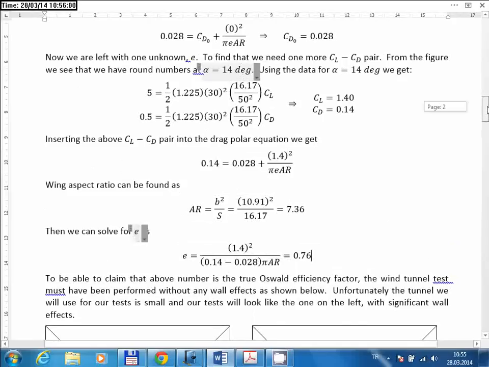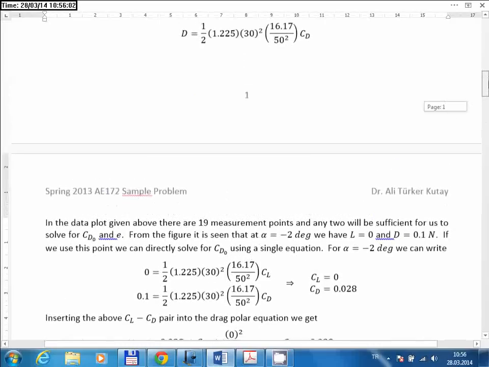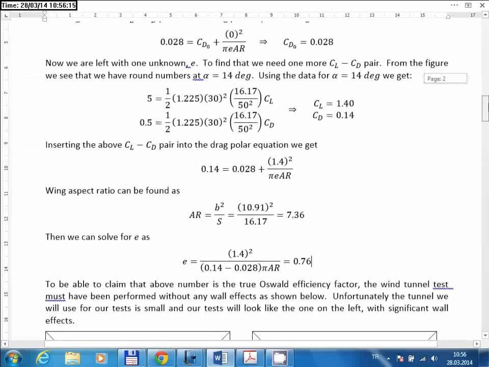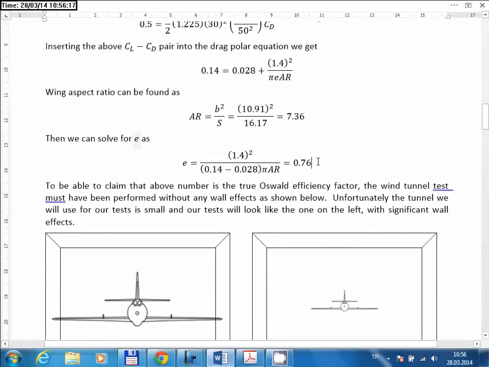I just made up these numbers. So this data does not really correspond to a real aircraft. But if you had a real aircraft, for example, from this calculation you can obtain the span efficiency factor for your design. So for this design, that happens to be 0.76.